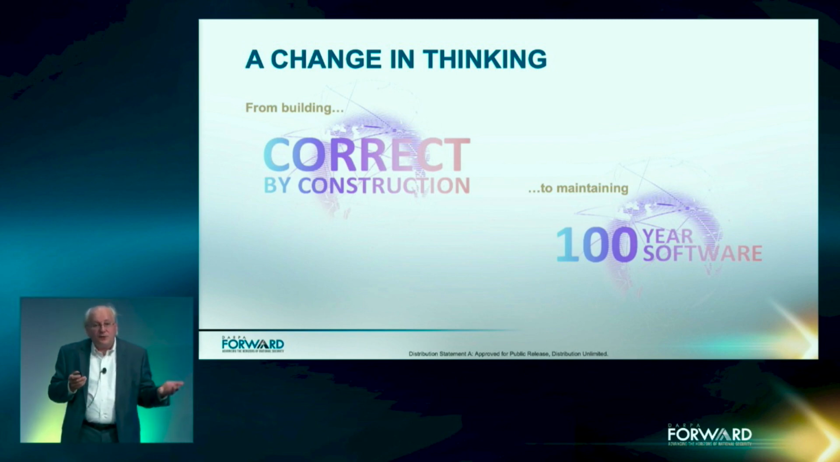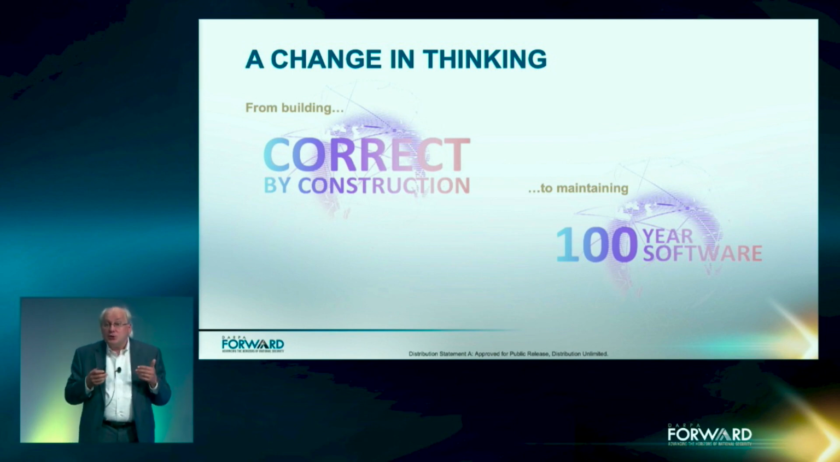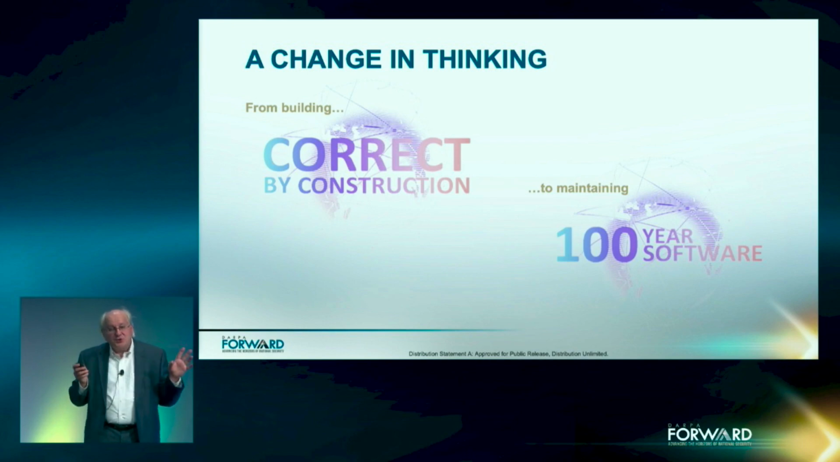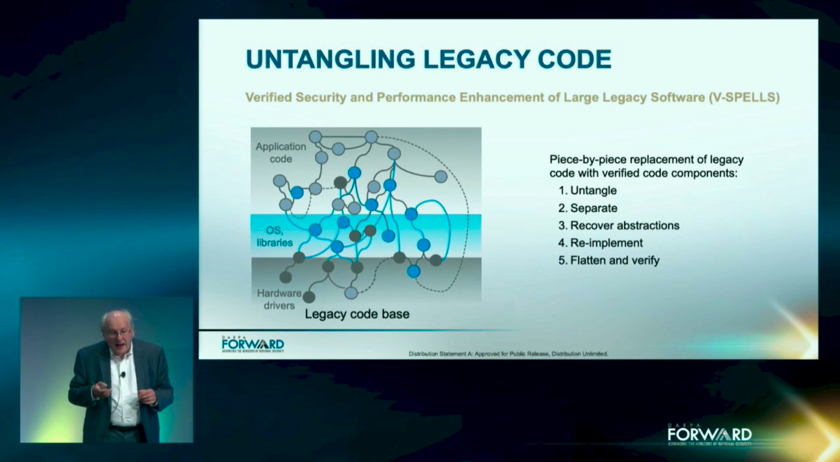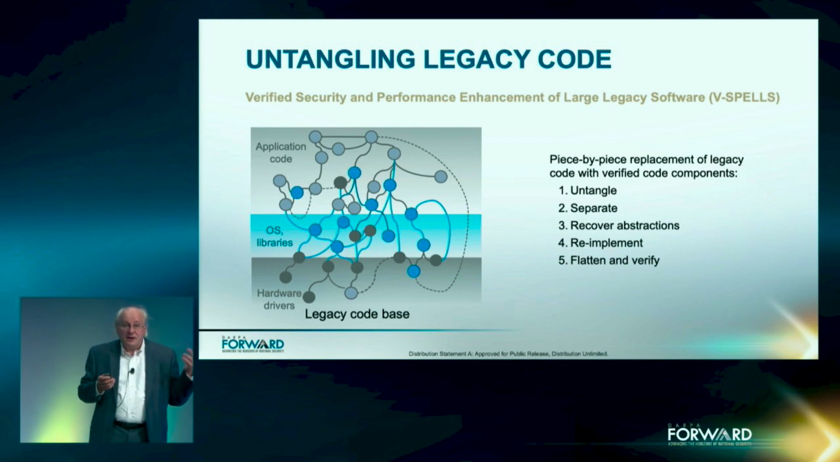And that is one of the really important aspects of achieving this vision of a correct by construction 100-year software. That needs a significant change in thinking, and this needs a significant change in rethinking the tools and making the tools available. I'm now going to tell you about a few programs out of ITO's portfolio, just the highlights, there are many more, that try to advance different aspects of this vision. The first highlight is the verified security and performance enhancement of large legacy software, vSpells.